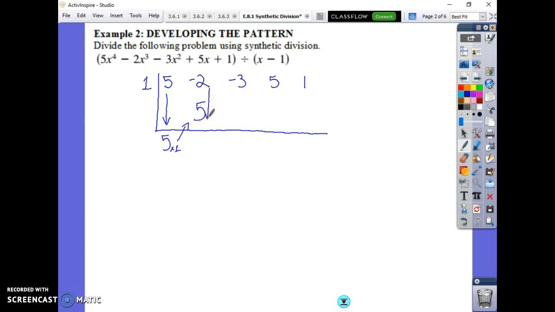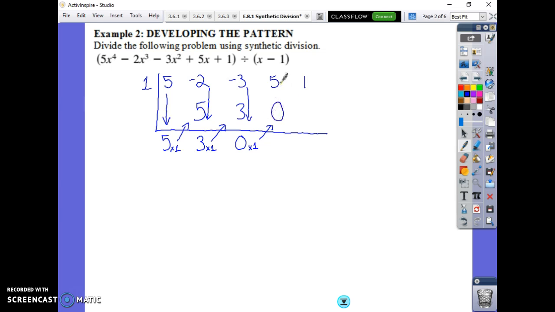You then again add through here. Negative 2 plus 5 is 3. And you multiply that by that 1 that was out here. 3 times 1 is 3. And that number goes up here. Again, you add down here. Negative 3 plus 3 is 0. 0 times that number that was out front, 1. 0 times 1 is 0.